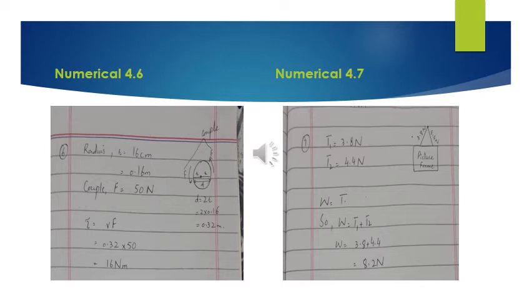Next is numerical 7. A picture frame is hanging by two vertical strings. The tension in the string are 3.8 Newton and 4.4 Newton. Find the weight of the picture frame.